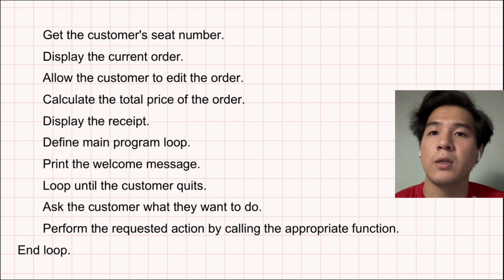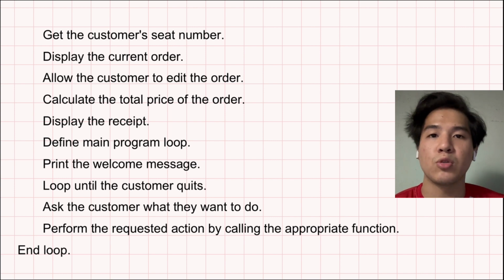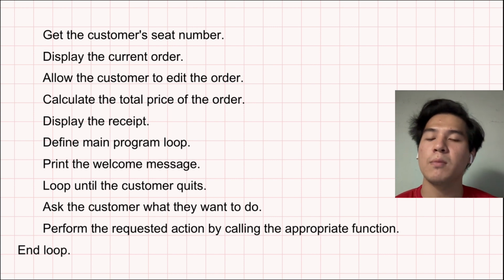Next, it will prompt the customer to choose their seat and then displays the current order, allows the customers to edit the order, and calculates the total price of the order, and lastly, displays the receipt. Next, a main program loop is defined. The loop begins by printing a welcome message and continues until the customer quits. In each iteration of the loop, the customer is prompted to choose what they want to do, and the appropriate function is called to perform the requested action. Once the customer decides to quit, the program ends.